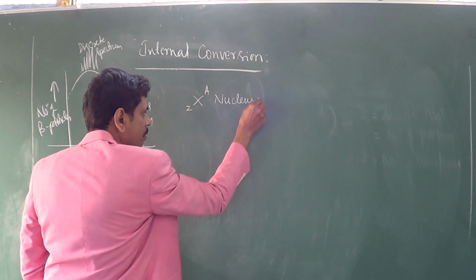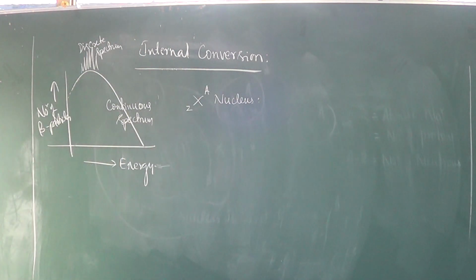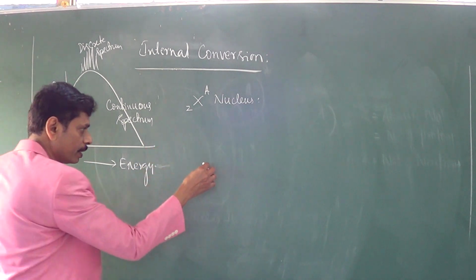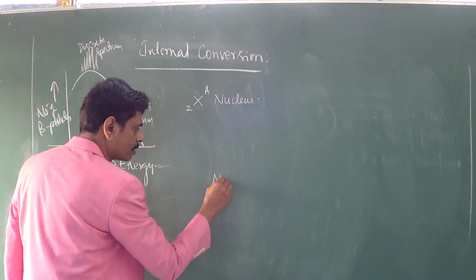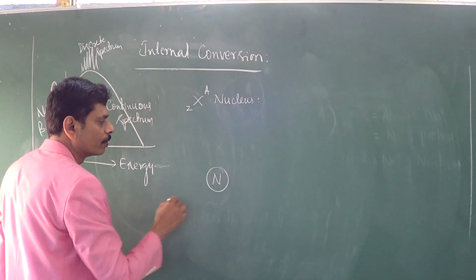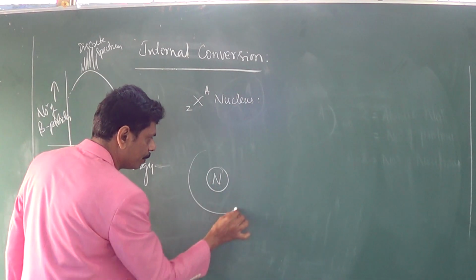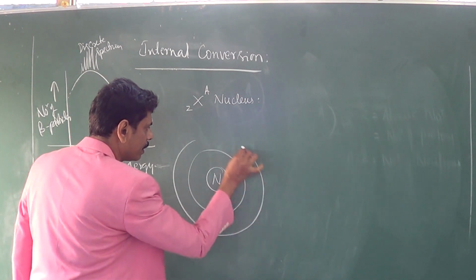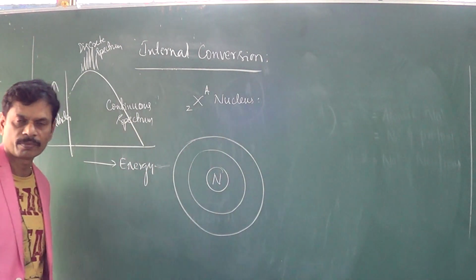This X^A_Z nucleus contains Z protons and A minus Z neutrons. I can write that nucleus here. This is the nucleus, and electrons are revolving around the nucleus. Already we are aware of this idea.